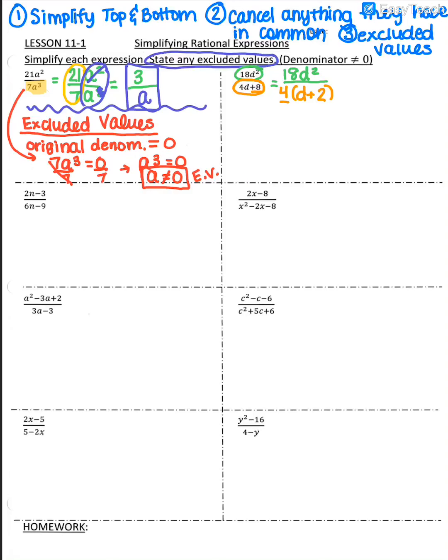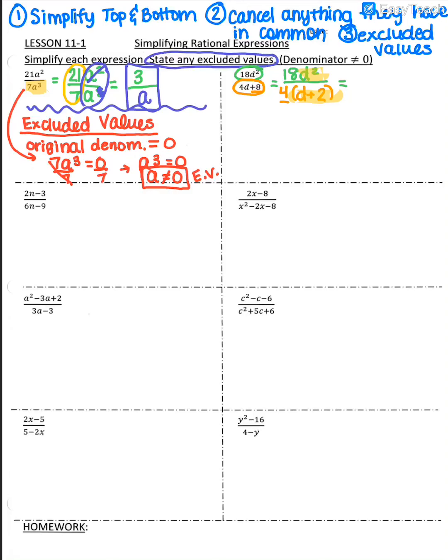And now I want to try to simplify anything that they have in common. Well, looking at this, there isn't really a lot of options here. Okay, the d squared, let me highlight this. I really want to talk to you guys about this part. So the d squared and the d plus 2, I cannot do anything with. I can't cancel any d's here. I can't do anything to it.